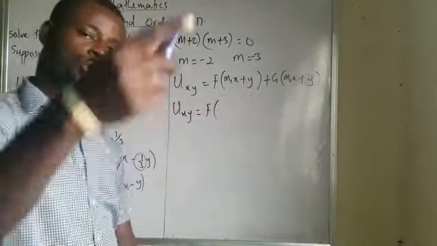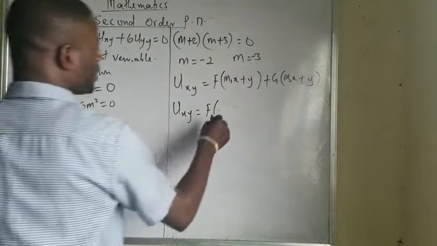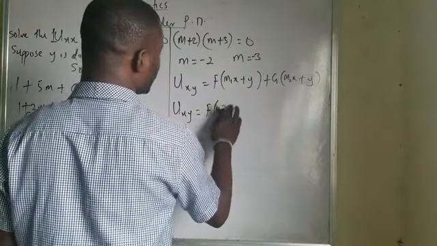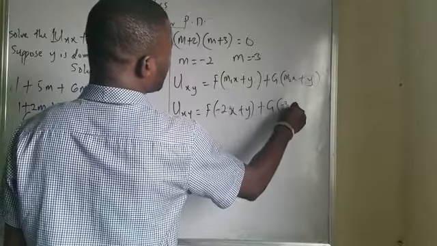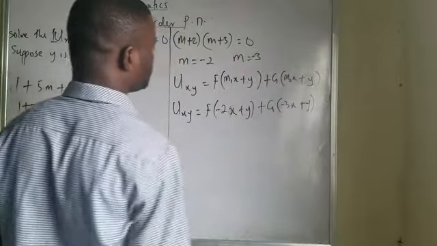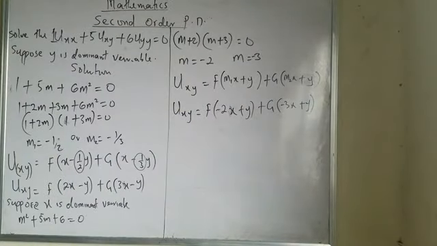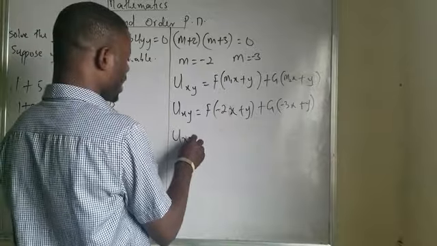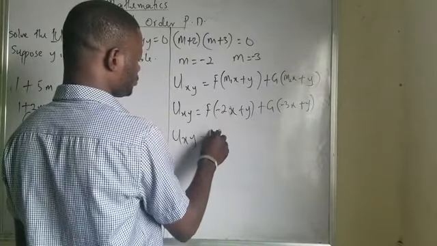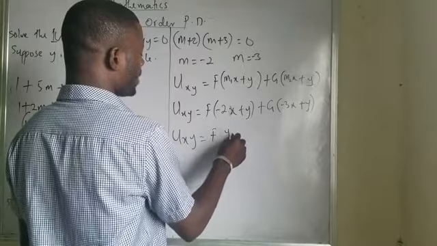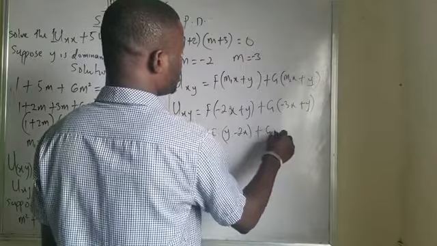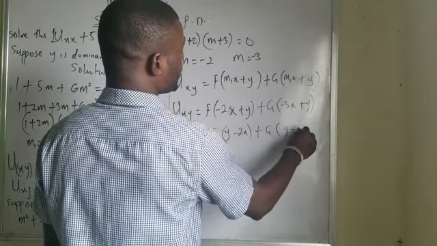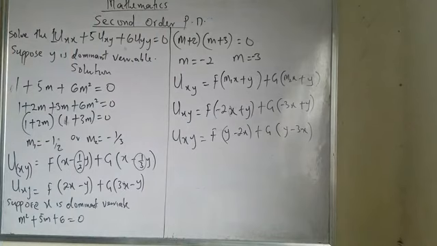That is why the story has to be changed. It means I'll be having minus 2x plus y plus g of minus 3x plus y. That is what I'm trying to say. Now, I can rearrange this as f of y minus 2x plus g of y minus 3x. That is what I'm trying to do there. Please take note of that.